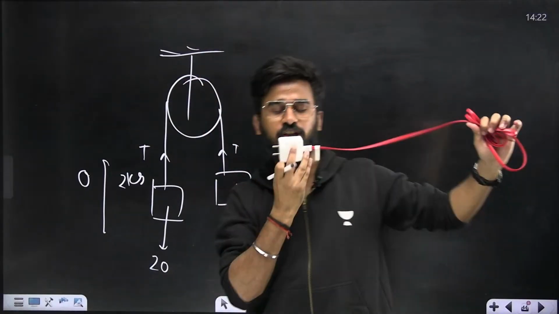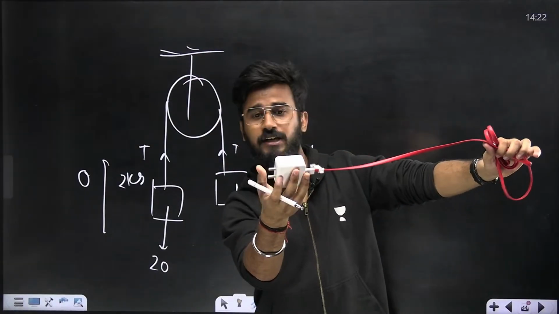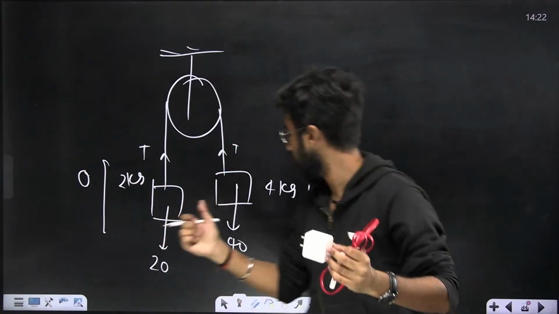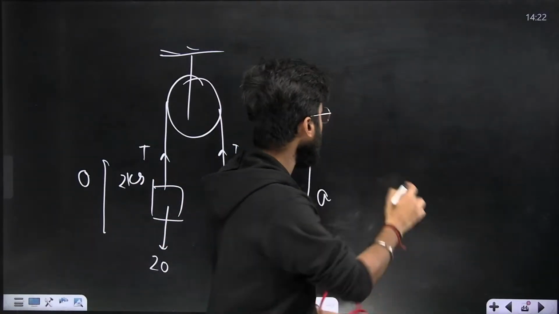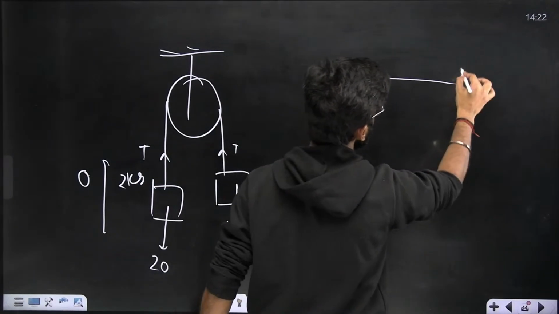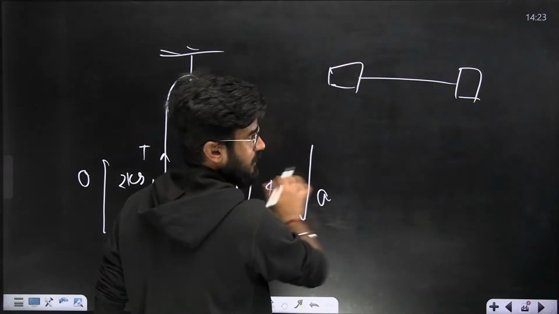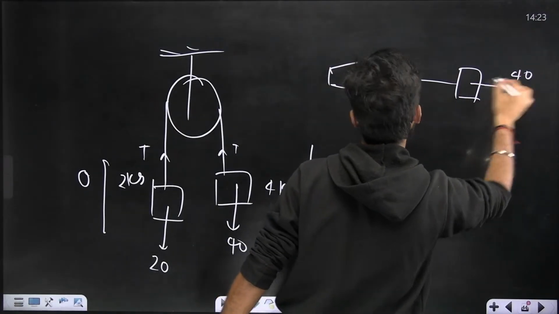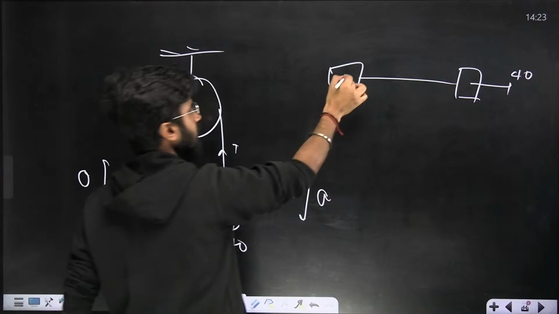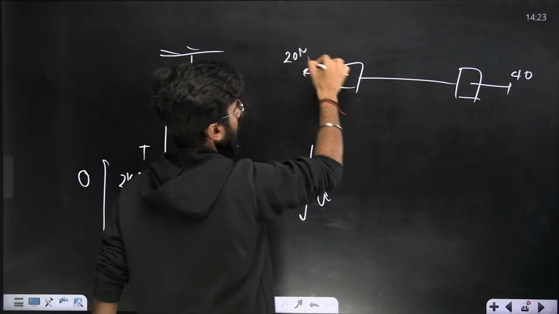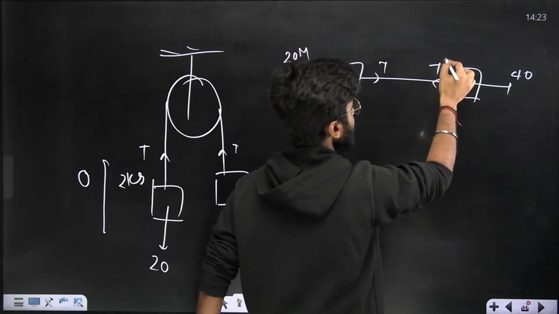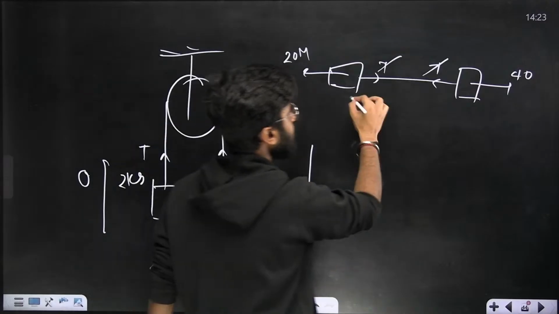So on this particular block, there is a force of 40 Newton in this direction. This was 4 kg, so there is a 40 Newton force in this direction, and there is a 20 Newton force in this direction. And this was tension and this was tension. Tension got cancelled. And suppose that the acceleration is A.